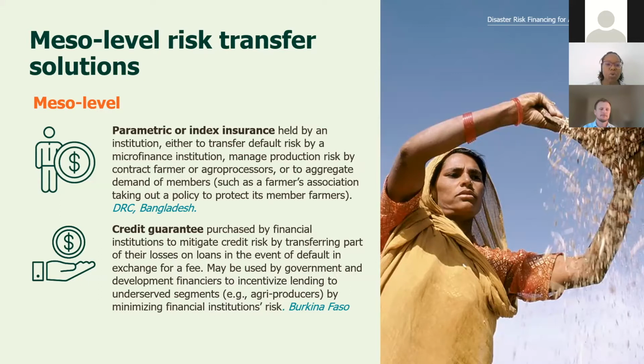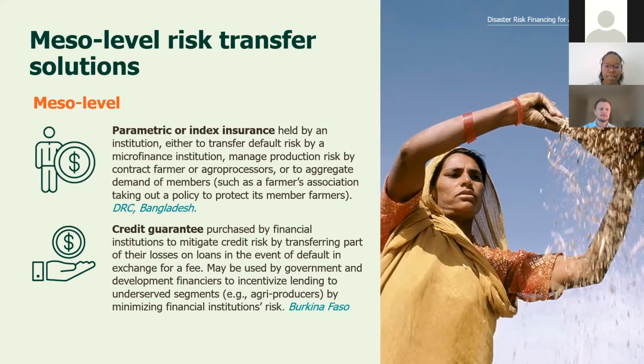This could also be a farmers association to aggregate the demand of its farmers. So there are interesting cases that we'll look at later on, particularly from DRC by my colleague Christina. Another type of instrument at the Meso level is credit guarantees.